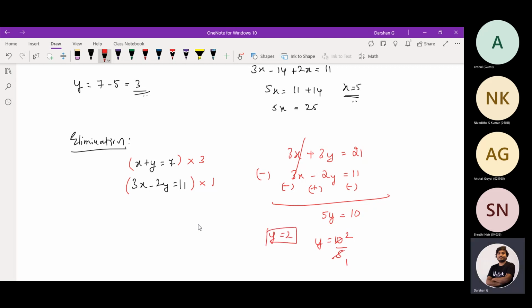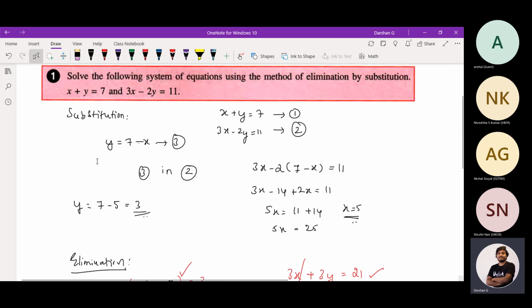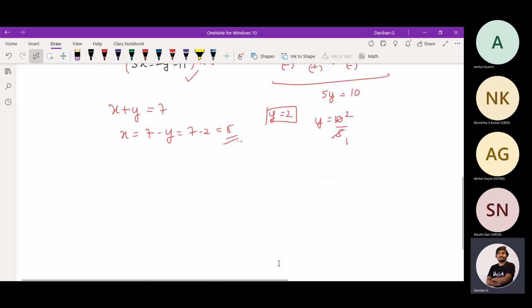So once you get this, put it in any equation. You can put it in this, you can put it in this, you can also put it in this, you can also put it in this. Put it in the simpler equation, that is this. x equals, sorry, y, I got it. x equals 7 minus y, that is 7 minus 2, equals 5.